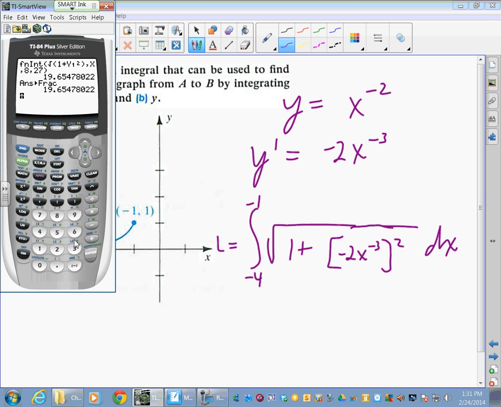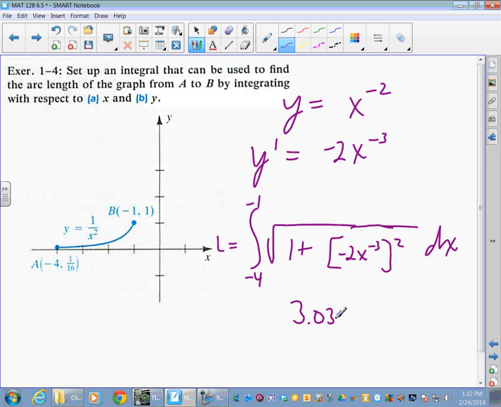Now there's a recall, second recall, and change my bounds. Negative 4, comma, negative 1. I'm good to go. 3.038. That's how far it is if you took off and measured it. 3.308. There we go.